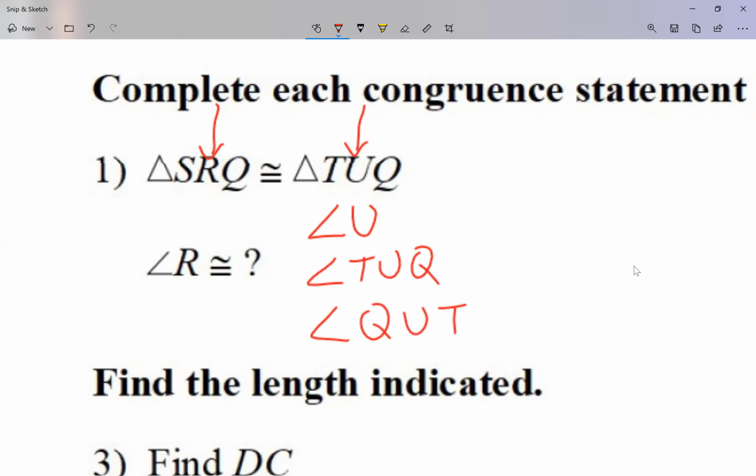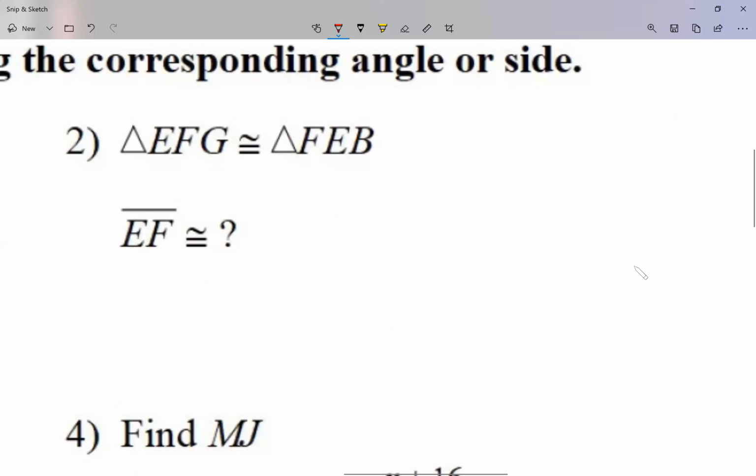Okay, when I'm writing angles, I can either use one letter or three letters. When it comes to sides, no choice, two letters. Now let's take a look at question number 2. Notice I'm talking about a side, the side EF. The side EF, when I look at my first triangle, is the first two letters. So when I compare it here on the other triangle, I'm going to use the first two letters as well.